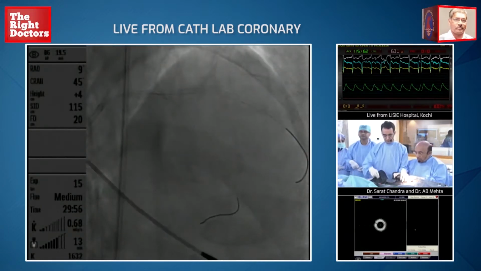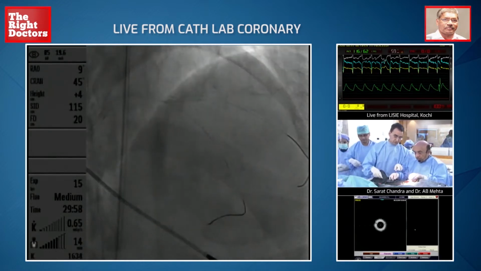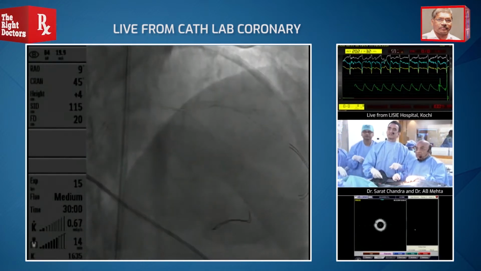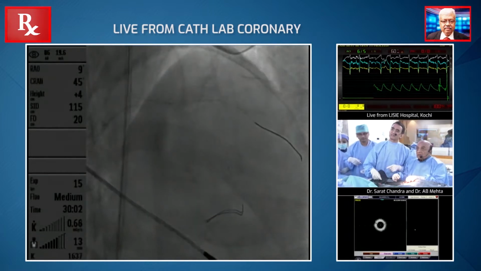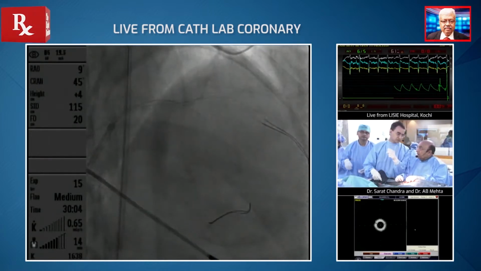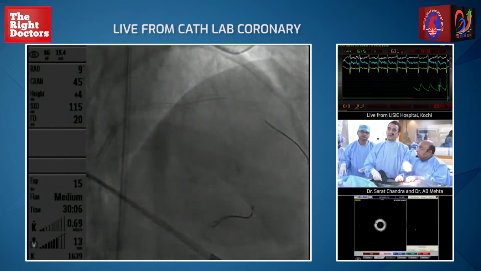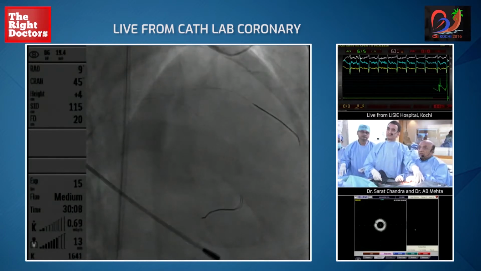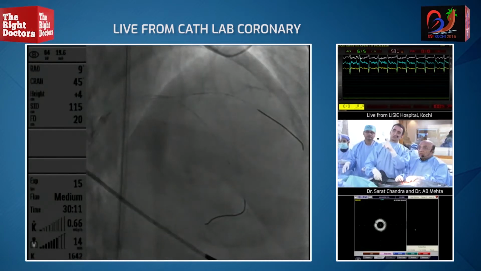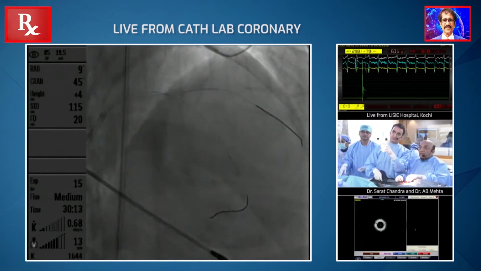Okay, so now the side branch wire can be removed. Which one, sir? Side branch. Sir, no need to remove, sir. It will give you a direction. Why do you want that wire? It will be jailed. It will give direction in case you have any difficulty in crossing. It is through only one strut of the stent, so it will not be a challenge.